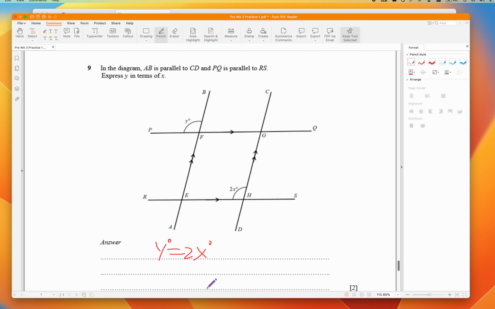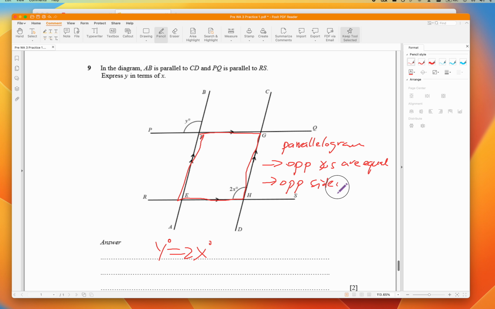Okay. Is it corresponding? Not corresponding. So they tell you this is a parallelogram, right? For a parallelogram, let me just write down the property of a parallelogram: opposite angles are the same, equal, and opposite sides are also the same.